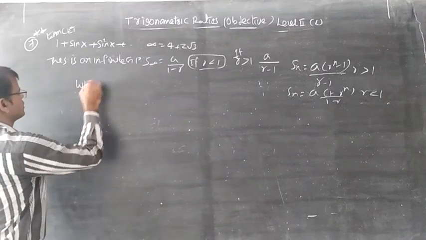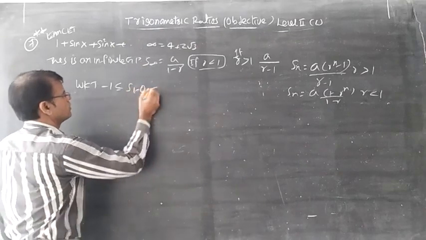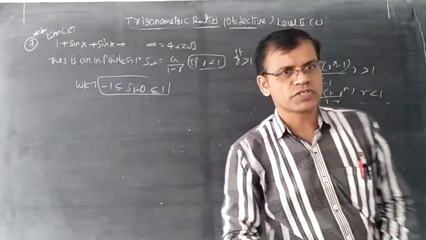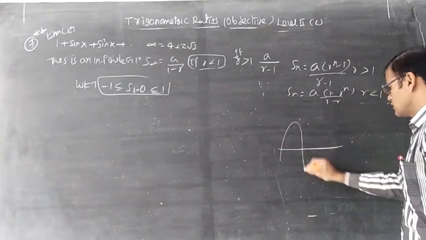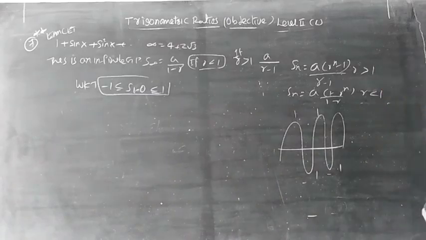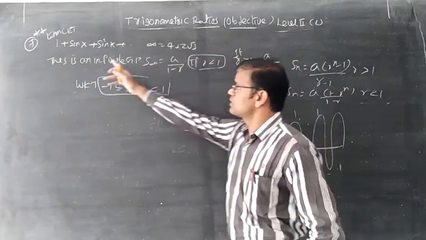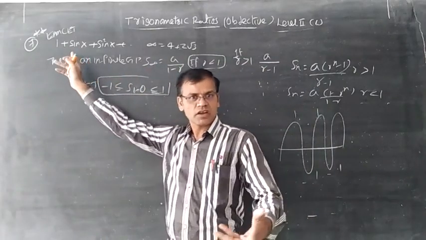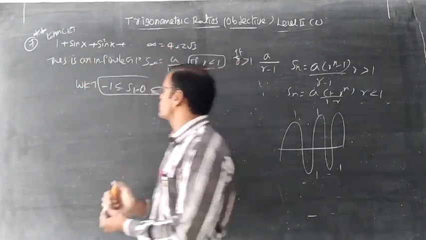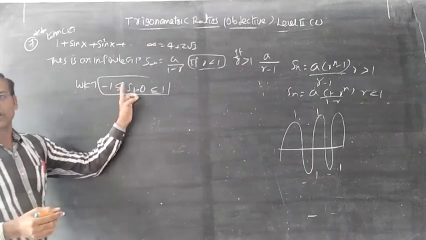We know that minus 1 is less than or equal to sin theta, which is less than or equal to 1. Plenty of times we have drawn the graph. The maximum value of a sine curve is 1. The sine graph is like this, between 1 and minus 1. The sine curve always lies between minus 1 and 1. So that is why you should take a by 1 minus r. Here, in 1 plus sin x, what is r? It is d2 by d1: sin x by 1, sin square x by sin x. For the infinite case, you use a by 1 minus r. This is r less than 1 only, because the value of sin theta is always less than 1.